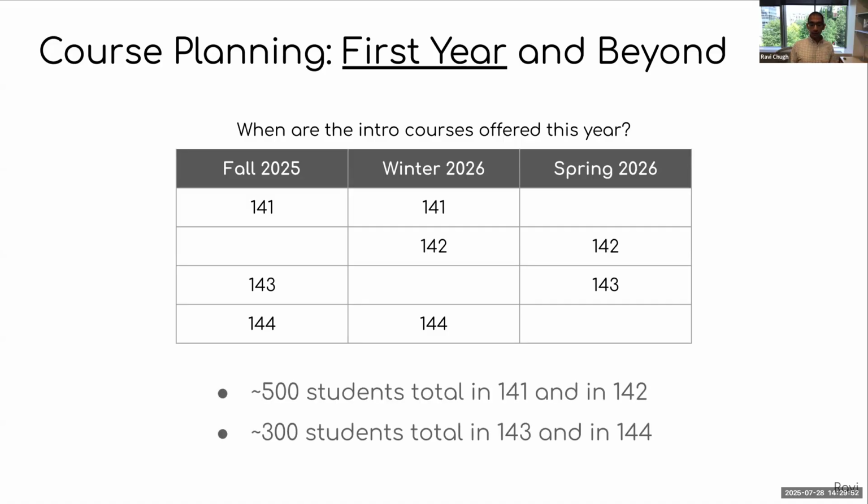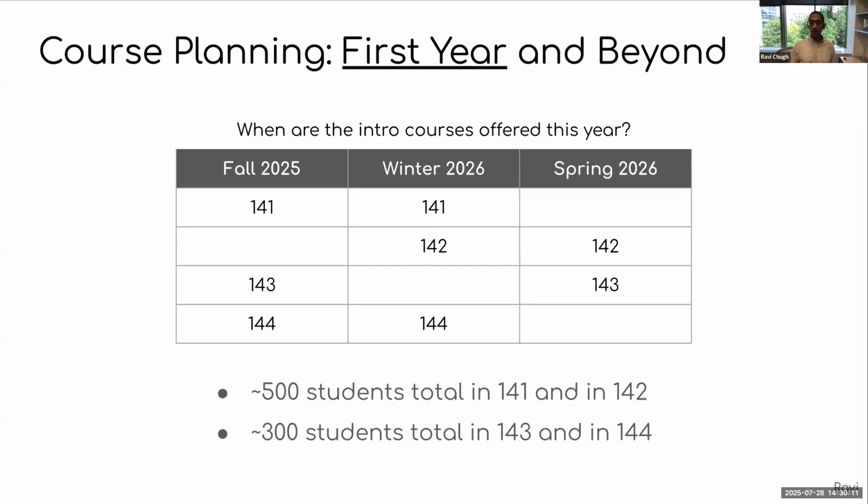One thing to note, we are offering multiple sections of all of these courses. We intend to have about 500 students in 141 and 500 students in 142. And then 143 and 144 are naturally a bit smaller.